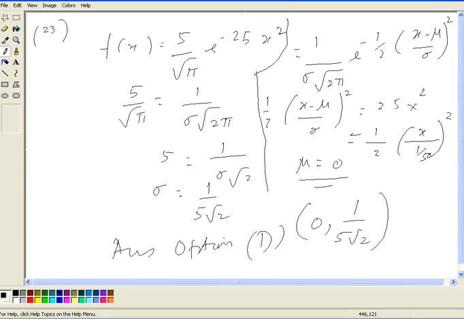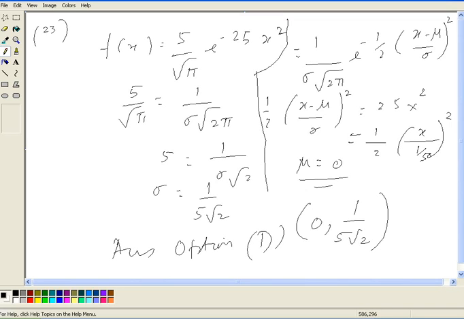Given that 5 by root pi e power minus 25 x squared, we compare it with the standard Gaussian distribution of the form shown here, that is 1 by sigma root 2 pi e power minus half into x minus mu by sigma whole squared. Now when we compare with the given problem, 5 by root pi will be equal to 1 by sigma root 2 pi. So we work out sigma as 1 by 5 root 2.